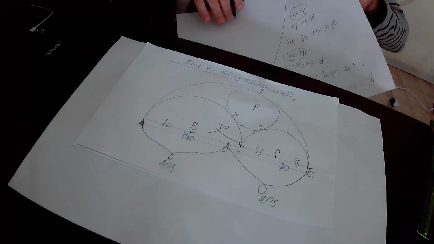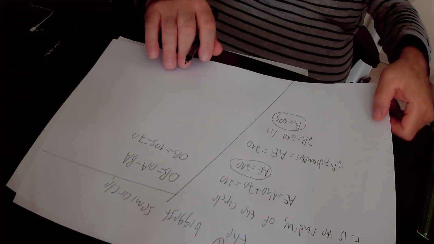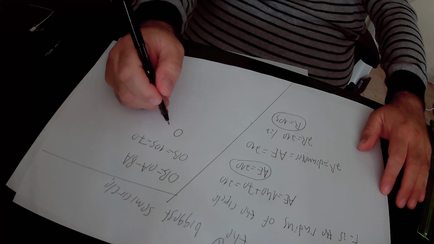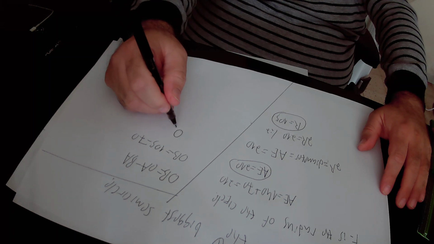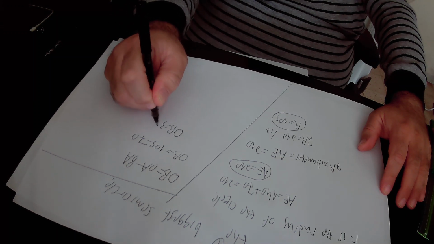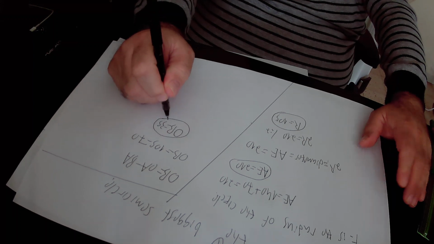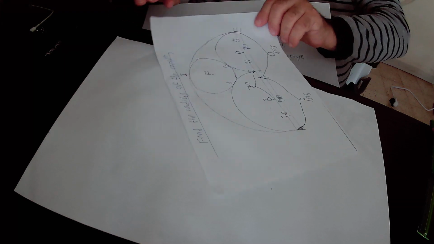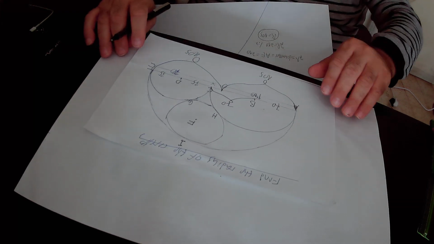In conclusion, we found out that OB equals 105 minus 70, that is to say, 105 minus 70 is 35 units. So OB equals 35 units in its length. We write down in the drawing that line segment OB equals 35 units in its length.